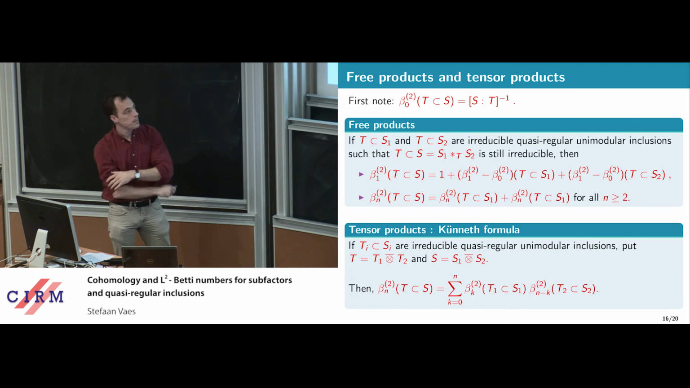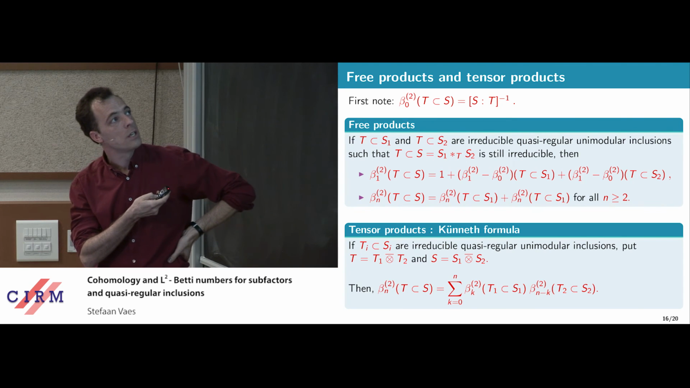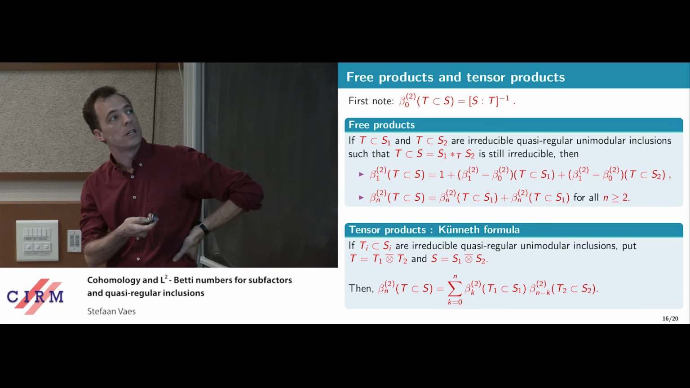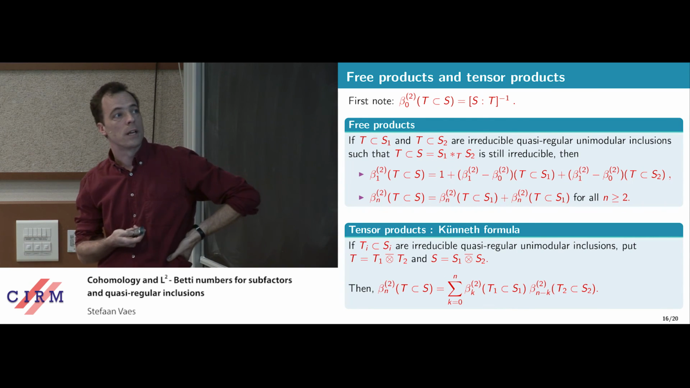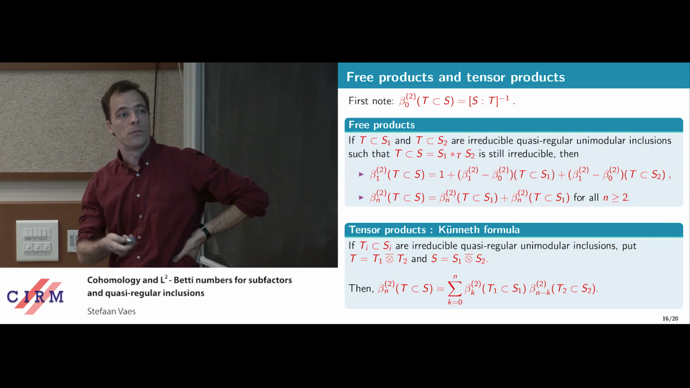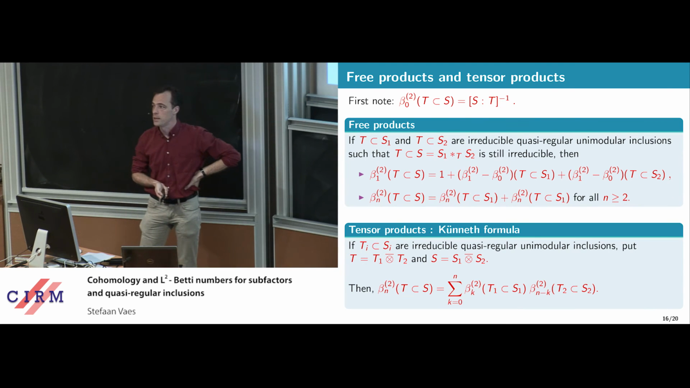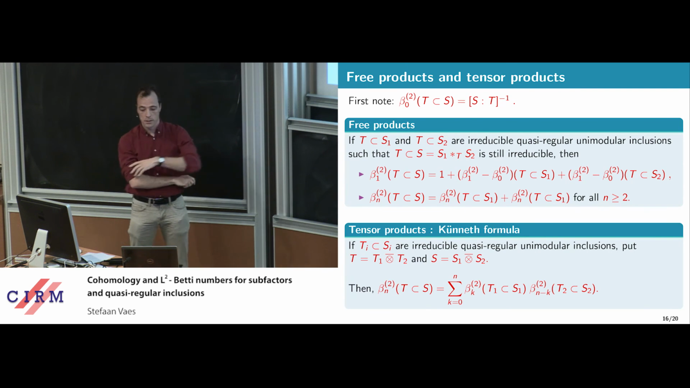Tensor products the same. There are no extra conditions. If you have two irreducible quasi-regular inclusions, the tensor product is just a new irreducible quasi-regular inclusion, and their L2 invariants satisfy the Künneth formula in the way they should. Okay, so these are still, say, classical constructions.